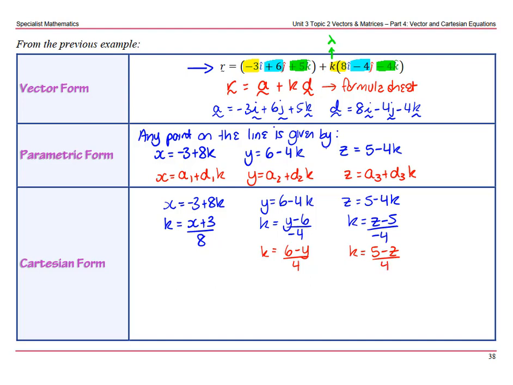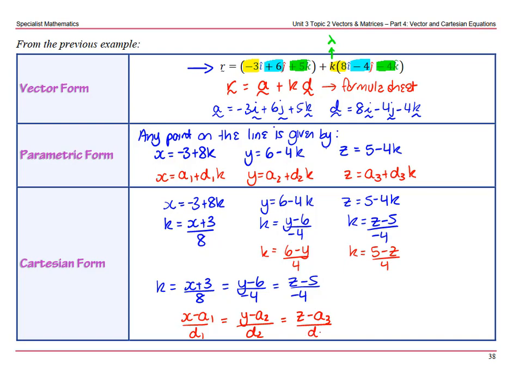I'm not going to do that though because I want to show the reference with the formula on your formula sheet. So we have k equals (x + 3) over 8, which equals (y - 6) divided by -4, which equals (z - 5) divided by -4. And if you look at your formula sheet, you have (x - a1) over d1 equals (y - a2) over d2 equals (z - a3) over d3. So that's on your formula sheet.